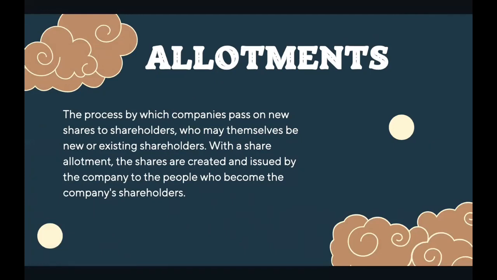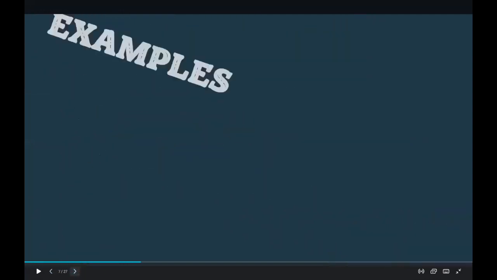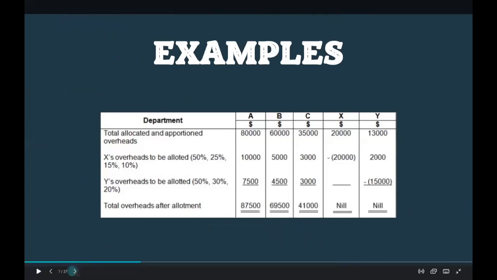Allotment is the process by which companies pass on new shares to shareholders who may themselves be new or existing shareholders. With a share allotment, the shares are created and issued by the company to the people who become the company's shareholders. And this is one of the examples for allotments.